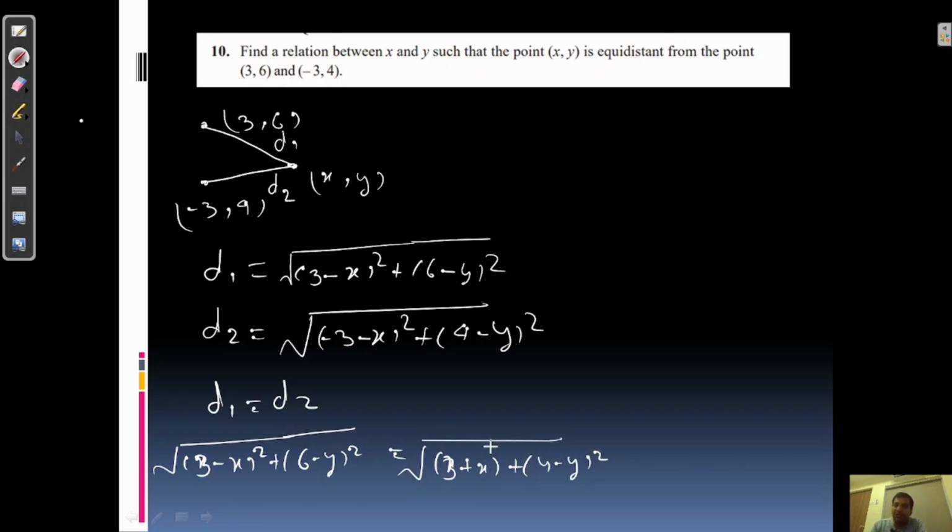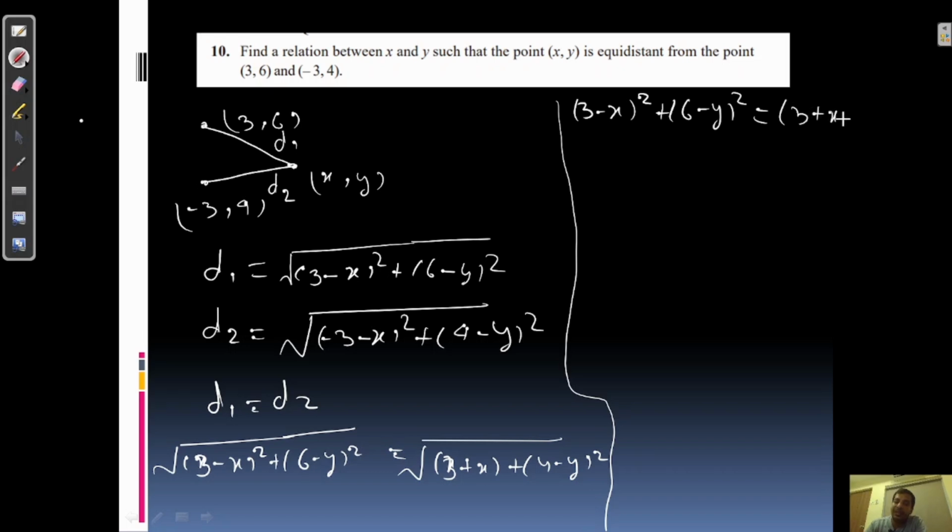You can see both are having square root, so their square root can be cancelled. I have cancelled both the square roots. Now I will get (3 minus x) whole square plus (6 minus y) whole square is equal to (3 plus x). Okay, I forgot to write the square here. It was square here. Square, plus (4 minus y) square.